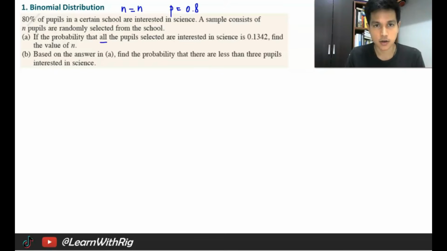If the probability that all pupils selected are interested in science, so you see here, here's the catch actually. The probability that all pupils selected are interested in science is 0.1342. Find the value of n. So it's actually an interesting question here.